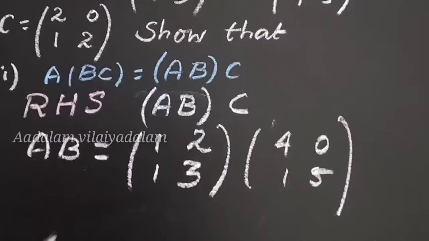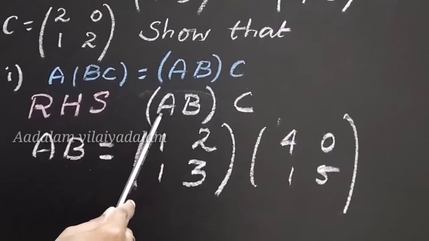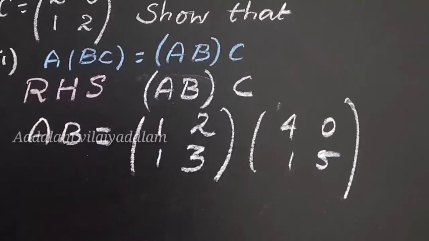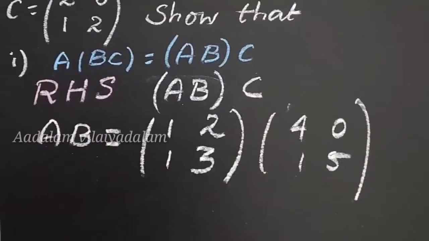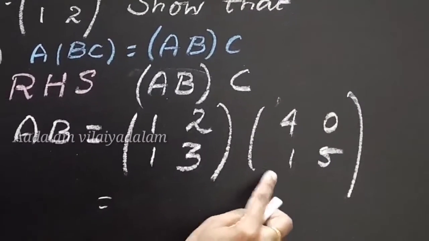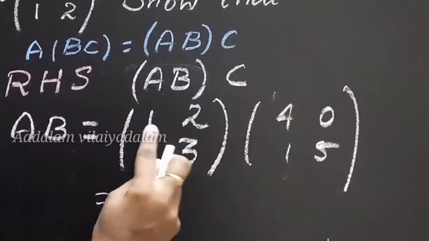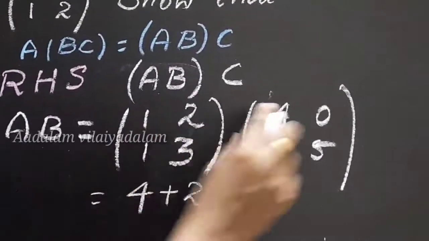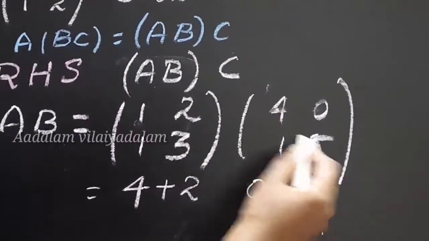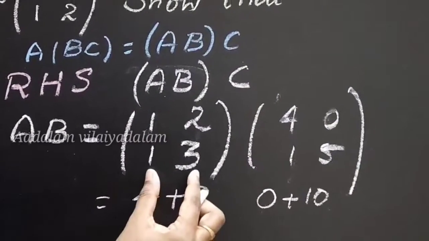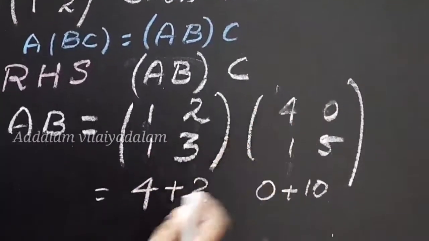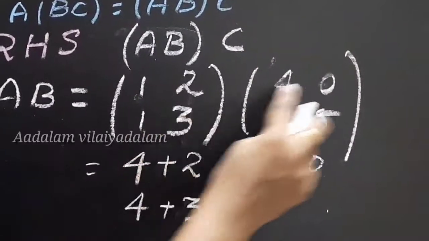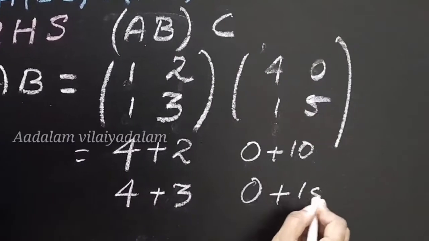So next we have to find the RHS value, AB into C. First you complete the product of AB, then complete AB into C. First we have to find the product of A and B. So this is A matrix, B matrix. First row, the first column, 4 1s are 4, 1 2s are 2. The same row, second column, 1 into 0, 0, 5 2s are 10. Second row, the first column, 4 1s are 4, 3 1s are 3. The second row, the second column, 1 into 0, 0, 3 5s are 15.